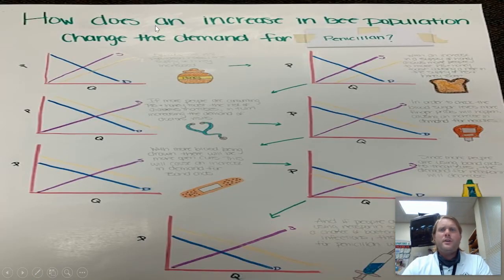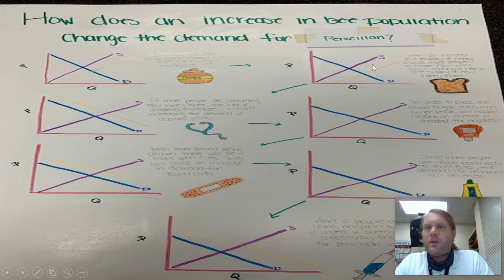All right, this person has their title being, an increase in the bee population changed the demand for penicillin. So they start off, it's a little difficult to see, increase in supply for honey, which they move into an increase in supply of peanut butter and honey sandwiches because honey's cheaper and it's an input to those. People eat all that sugar. We have an increase in demand for doctor's visits. Doctors prick your finger.